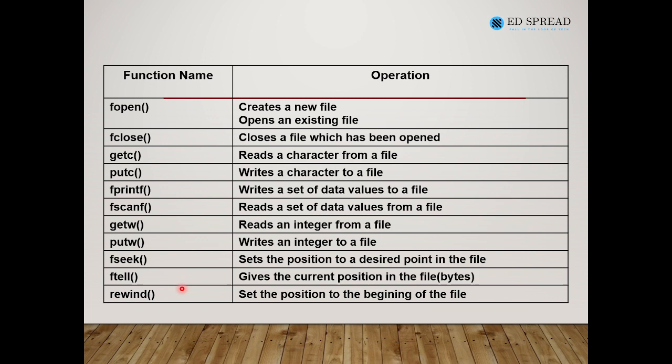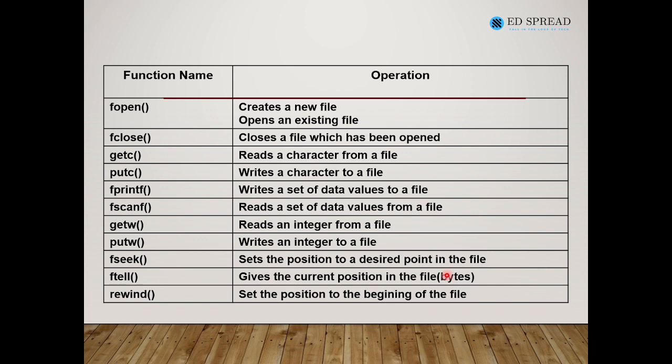Once you have understood all these parts, now we can come to the methods on this particular slide. So fclose, we can close the file like this. getc reads a character from a file. You can use each one of these methods: fprintf, fscanf, which write and read the data. getw reads an integer from the file, putw writes an integer to a file, fseek sets a position to a desired point in the file.